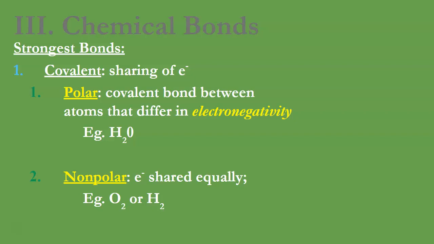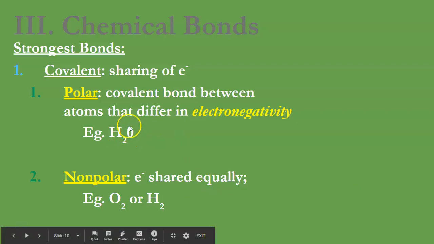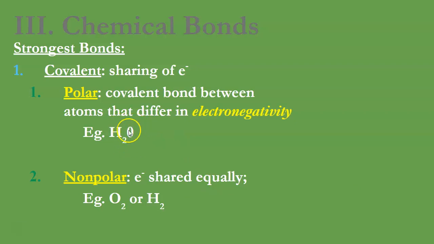Polar means that they're sharing, but they're not quite sharing equally. One of the atoms is pulling more than the other, because of a difference in electronegativity, meaning one has a stronger pull on electrons than the other one. There's a weaker one and a stronger one. So water is an excellent example of this. Oxygen has a stronger pull on electrons than hydrogen, so it's going to form an interesting shape and be polar, which is what gives it a lot of its properties.